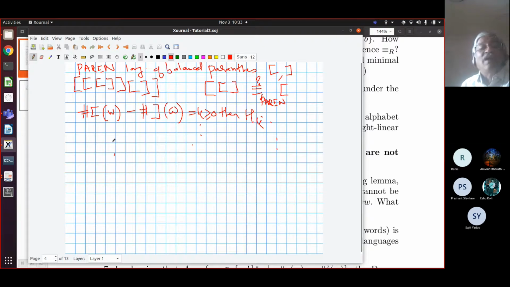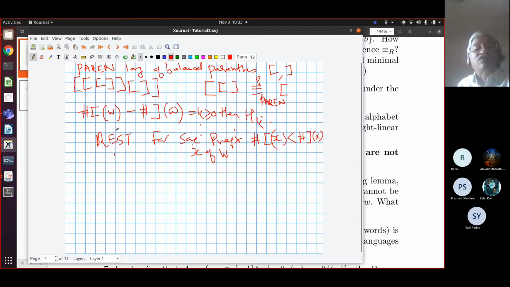And there is one more class, called rest, where for some prefix X of W, the count of left brackets in X is less than the count of right brackets in X. So somewhere you violated the balanced parenthesis property in this word W that you are considering. They belong to this class called rest. So all words which have already violated this property of balanced parentheses.